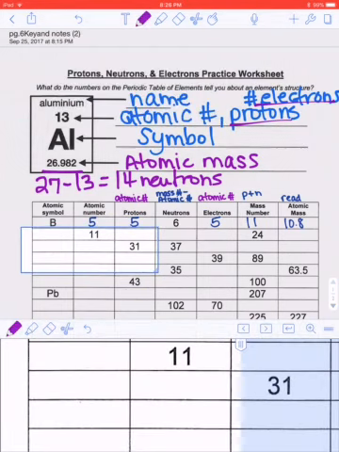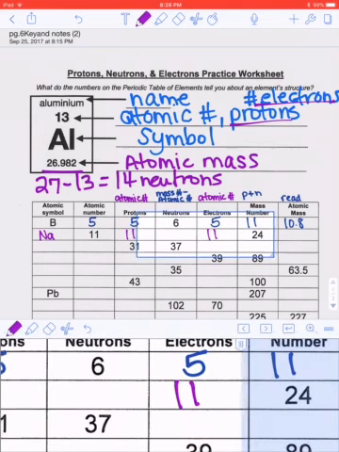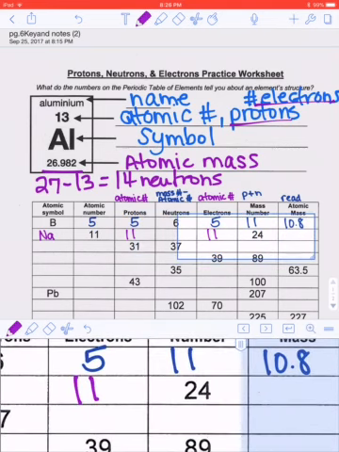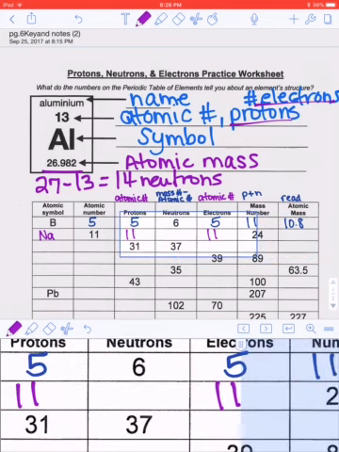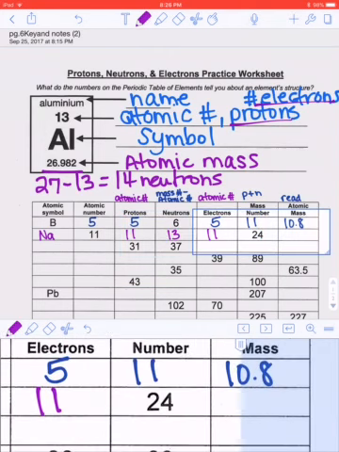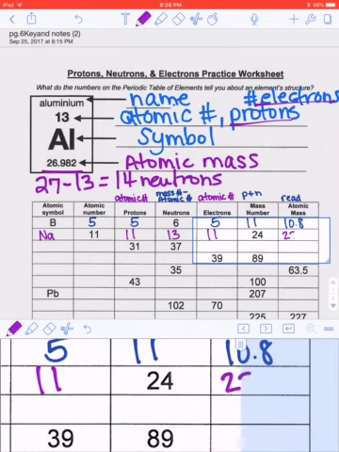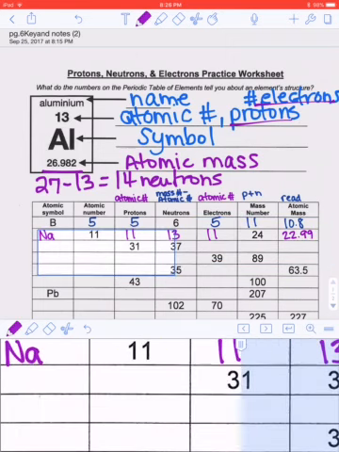The next one, it gives you the atomic number, so you have to find the element with the atomic number 11. The symbol is Na, that is sodium. So if the atomic number is 11, that means it has 11 protons, 11 electrons. It gives us the mass number of 24, so to figure out how many neutrons, we do 24 minus 11, which is the atomic number. 24 minus 11 is 13. And the atomic mass of sodium is 22.99.